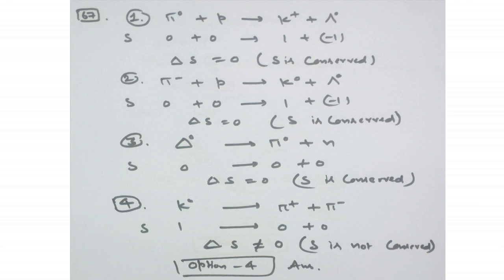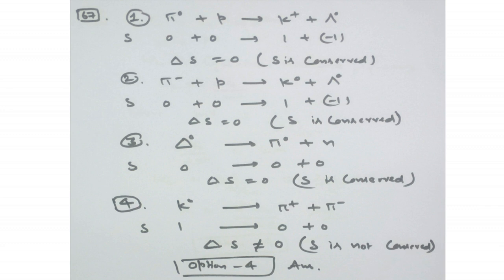Now in the second case, the reaction is pi minus plus p and the product is K naught plus lambda naught. Now in this case the strangeness is 0 plus 0 and in the right side it is 1 plus minus 1. So in this case the change in strangeness is also 0. So that means strangeness is conserved.